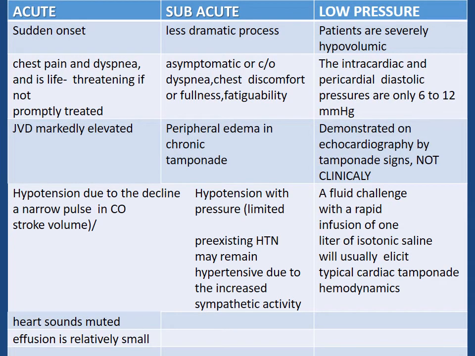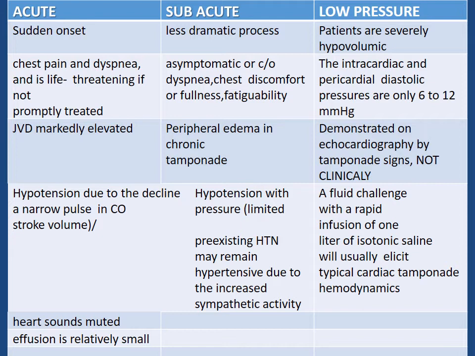This table shows the rate of accumulation of the fluid relative to the effectiveness of the compensatory mechanism. As we have discussed, if the pericardial effusion is of sudden onset, then the signs and symptoms will be more life-threatening, like chest pain and dyspnea, and the JVP will be more marked, and there will be more marked hypotension, narrowing of the pulse pressure and decrease in the cardiac output. Heart sounds will be muffled and the effusion will be relatively small.